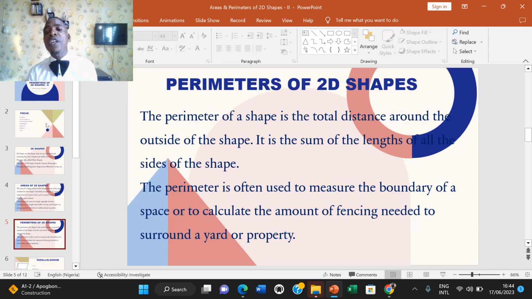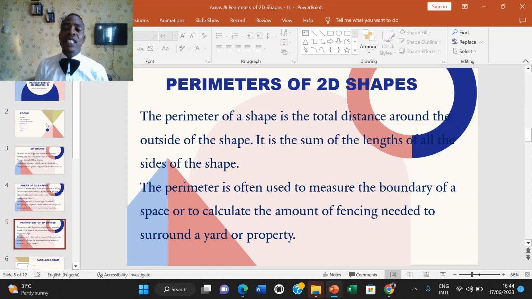The perimeter of a shape is the total distance around the outside of the shape. So when you run around your room, you run around a particular place, you are covering the perimeter. Where you are now, the four walls of the current location you are presently in is the perimeter. It's the sum of the lengths of all the sides of the shape. In other words, to find the perimeter of a shape, add all the lengths of the sides. The perimeter is often used to measure the boundary of a space or to calculate the amount of fencing needed to surround a yard or property.